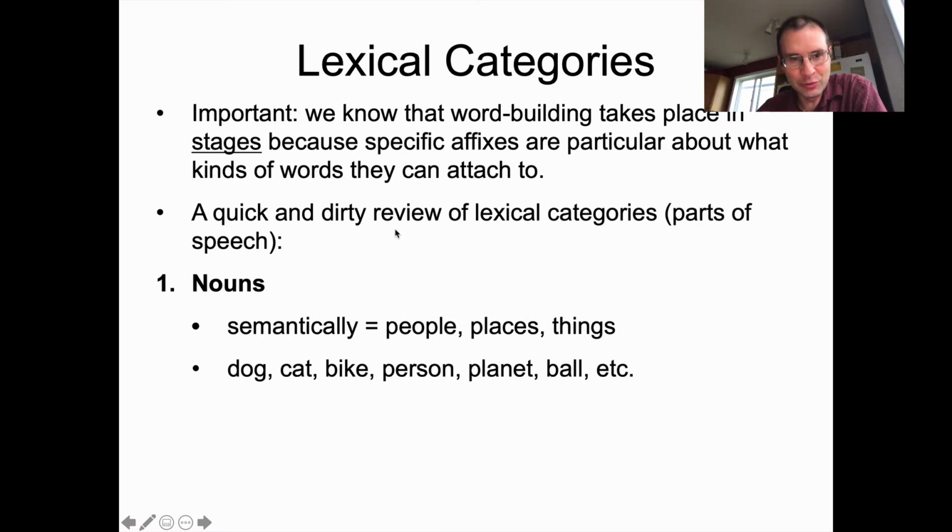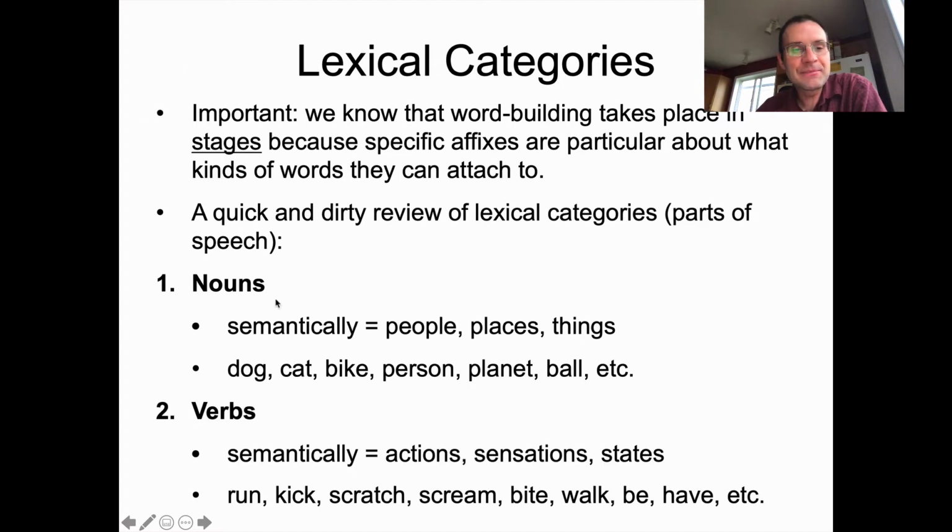These are obviously very common words in the language because we find them in every single sentence, basically. Some nouns are more frequent than others, but you should be aware of this category. There are also verbs, which counterbalance nouns in a way because these are about things that happen, so actions or sensations or states as well, rather than the things that are happening. These are the events or descriptions of what relationships you see between different nouns. So we have verbs like run, kick, scratch, scream, bite, walk, be, have, etc.